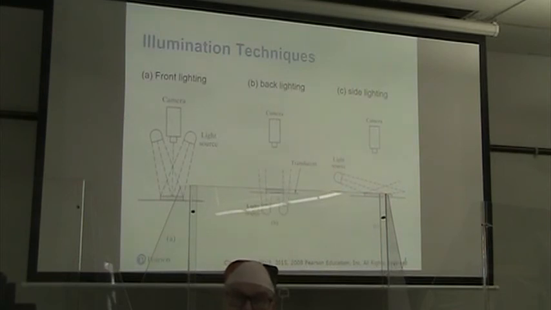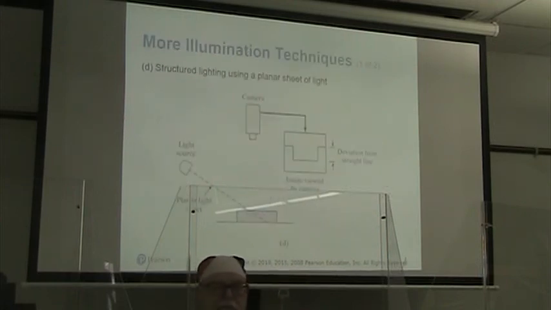The illumination techniques that we may be using would be front lighting, where the camera and the light sources are all from the same side. Backlighting, where the light source is below the part and the camera is above. Or side lighting, where our light sources are way offset in angle compared to the camera.